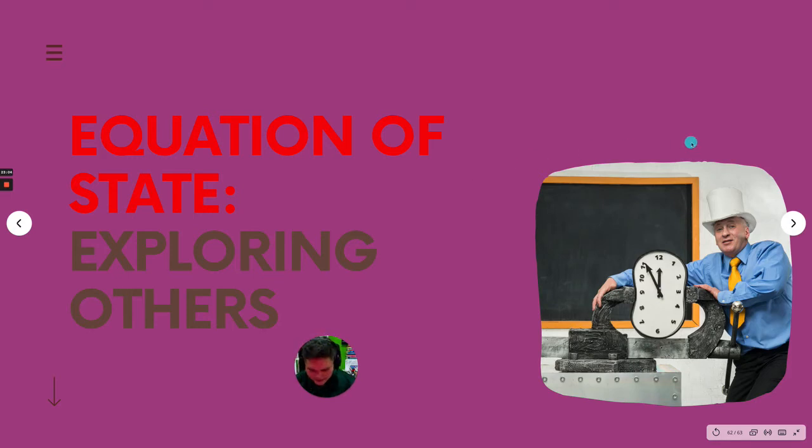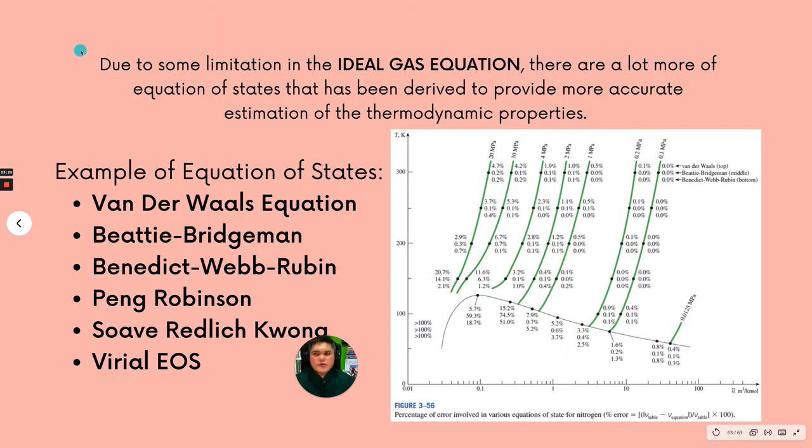And finally, the final few slides that I would like to share with you is what we call equation of state and exploring others. Is there any other equation beyond ideal gas equation and compressibility factor? Yes, there are. Sebab tu orang dah buat research yang banyak. There are many people who have done this particular research and they introduced different kinds of equation of state. So, due to some limitations in the ideal gas equation, there are a lot more equations of state that have been derived to provide more accurate estimation of the thermodynamic properties.